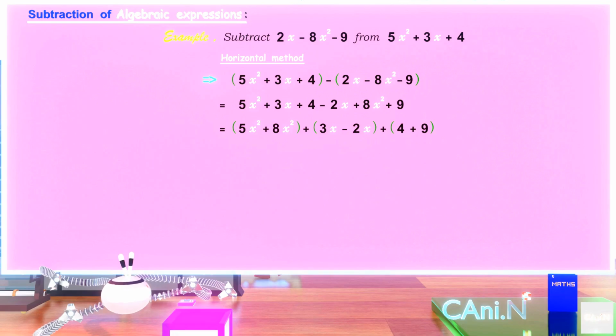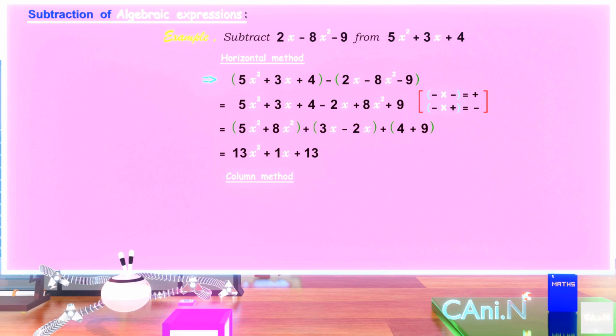Remember the rule of sign convention when we open the bracket. Minus into minus is plus. Minus into plus is minus. So, we get the result as 13x squared plus 1x plus 13.